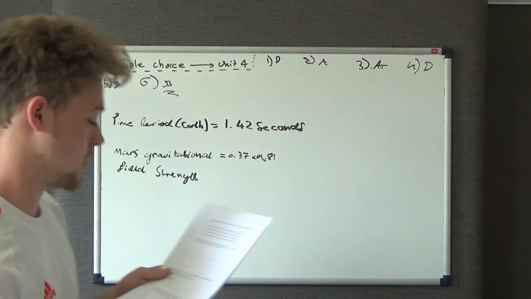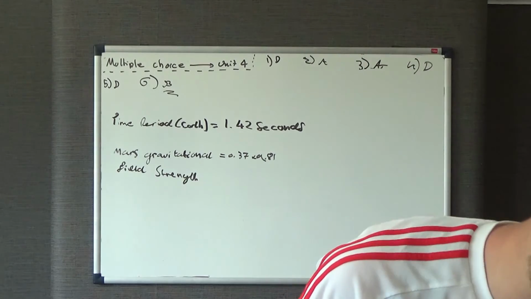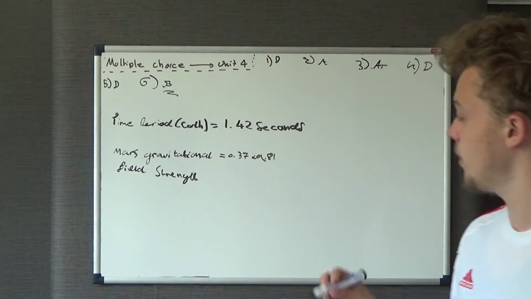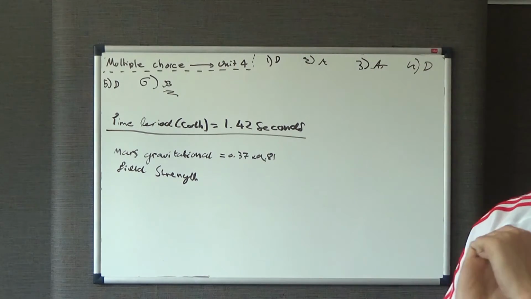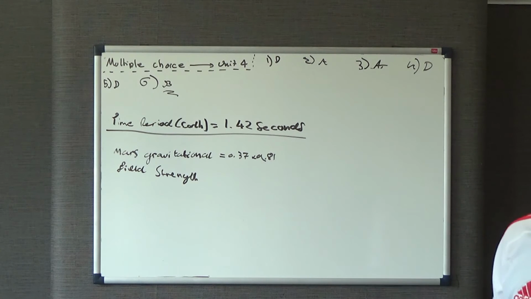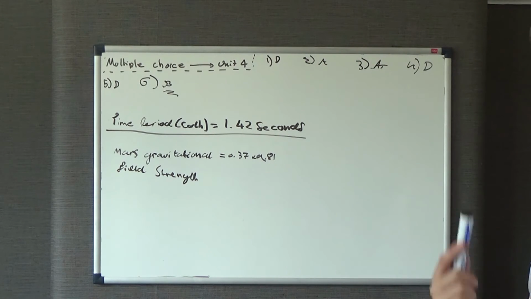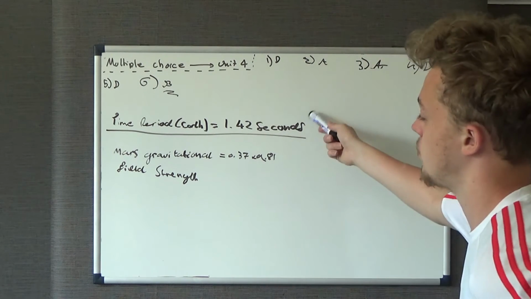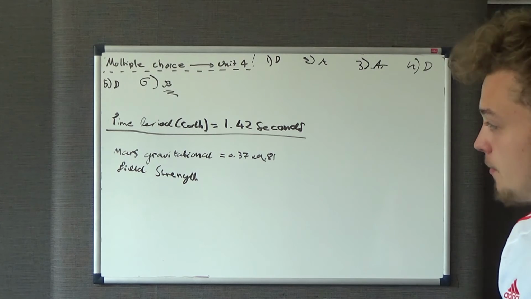Right, so that's all the information we're told, and we're asked to use that information to work out the time period of the pendulum on Mars. Now, you may be going, why is it telling us a time period on Earth, and then telling us Mars' gravitational field strength, and then asking the questions on Mars? Can we just do 0.37 times the time period on Earth? Well no. There must be a reason they've told you that time period.